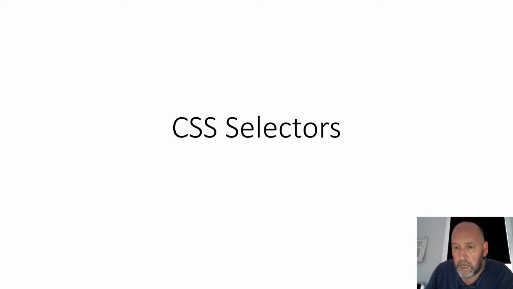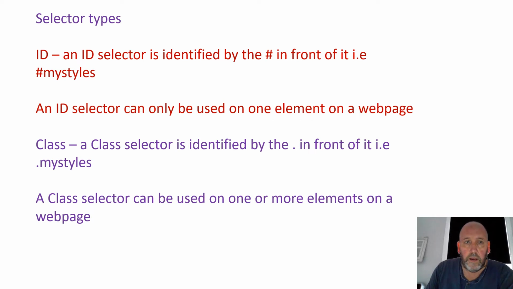This is a CSS Selectors one, I suppose. Now then, before we go on, the selector types. ID: an ID selector is identified by the hashtag in front of it, as in #mystyles. An ID selector can only be used on one element. It can only be used once on a web page.